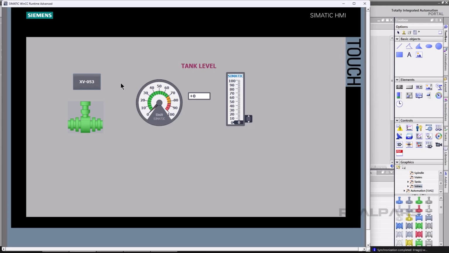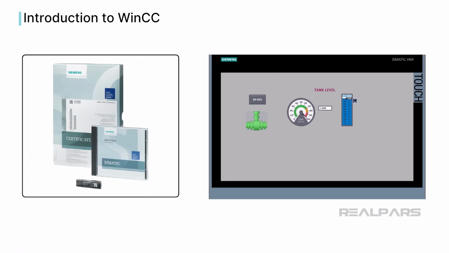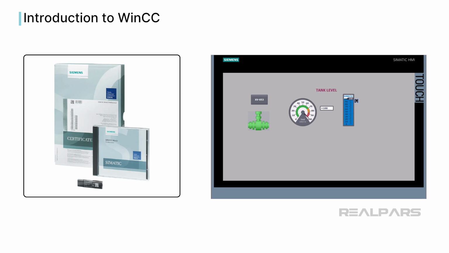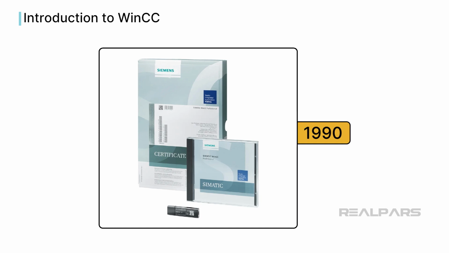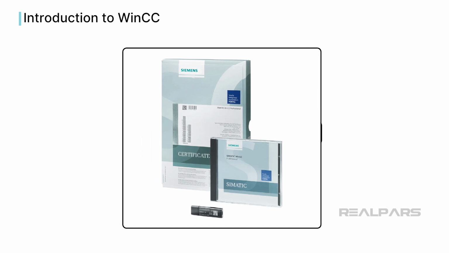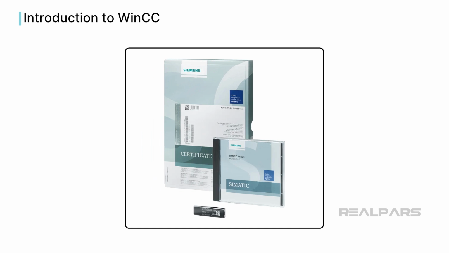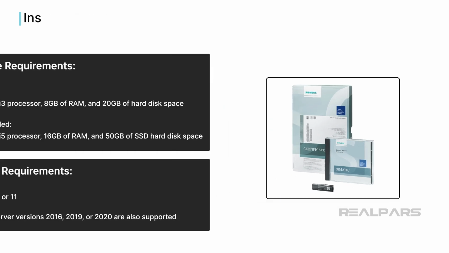In this video, I will develop a simple HMI application using Siemens WinCC. WinCC is widely used in industry for monitoring and control of industrial processes. WinCC was introduced in the 1990s, and since then has added many features as the needs of industry have changed. Automation engineers will benefit from an understanding of how to use WinCC because of its widespread use in industry.